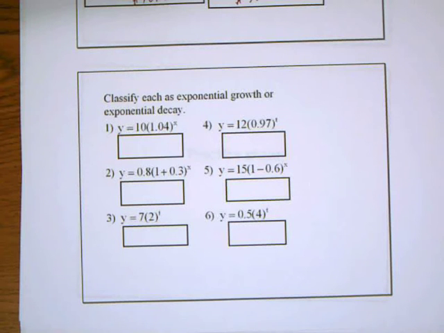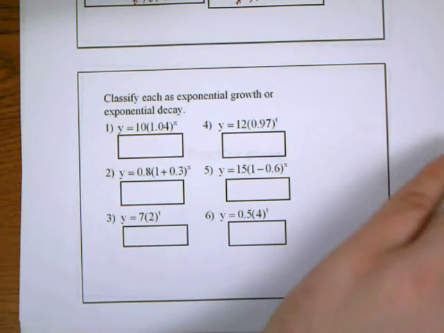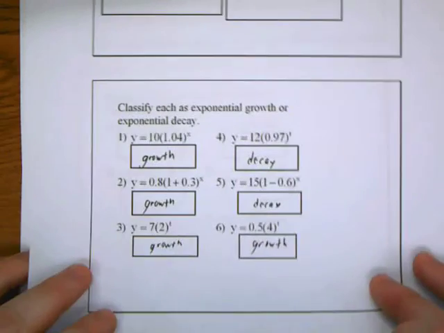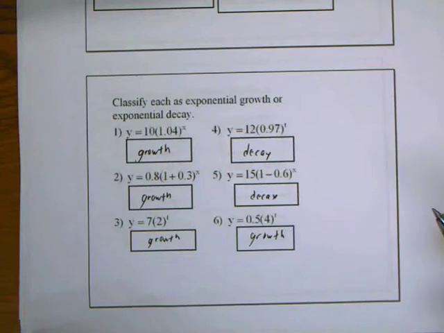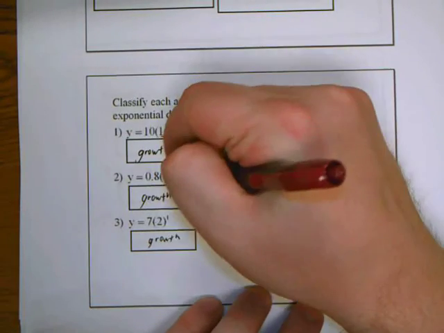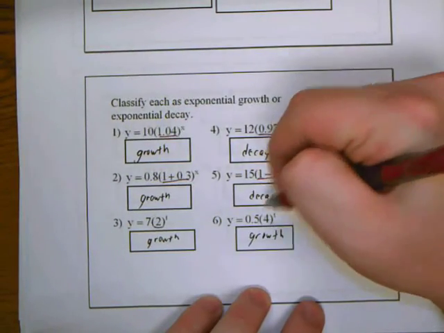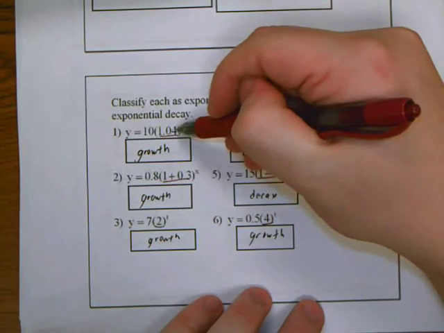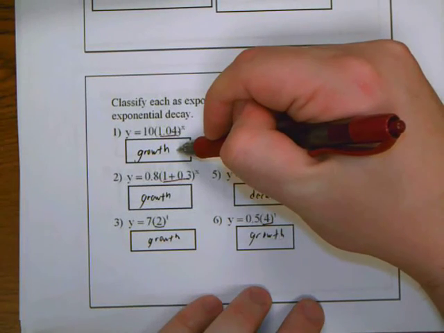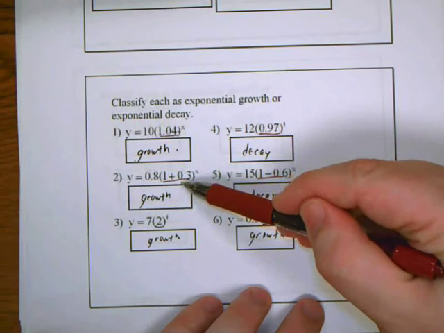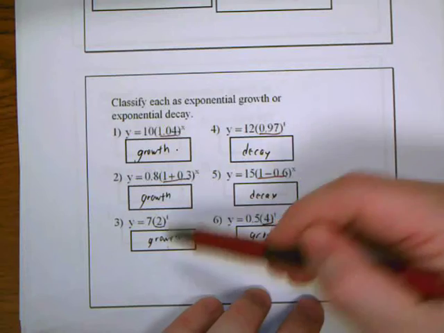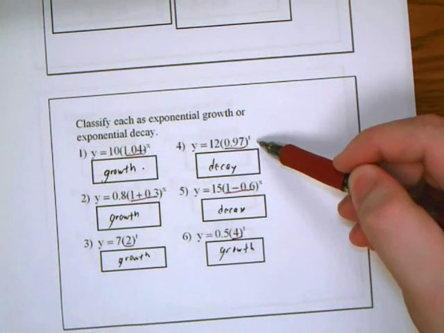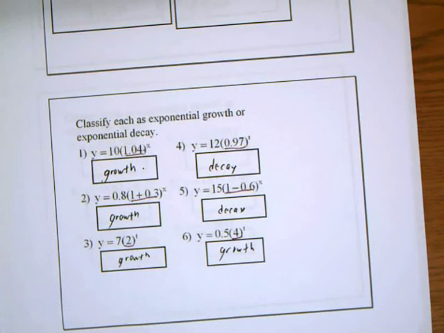All right. So hopefully you guys have given this a shot, and you should have an answer as to what each of these are by now. If we are looking at these, we can say that we have growth, growth, growth, decay, decay, growth. And the way we can tell is by looking at that number inside the parentheses. Even if we don't see the plus or minus sign, we know that 1.04 is greater than 1, therefore it's growth. We know that we're adding there, so it's growth. We know that 2 is bigger than 1, so it's growth.